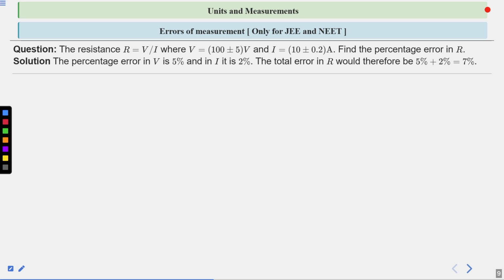The percentage error in V is 5% and in I is 2%. The total error in R would therefore be 5% plus 2% is equal to 7%.